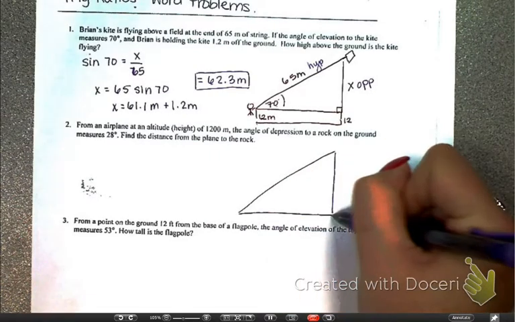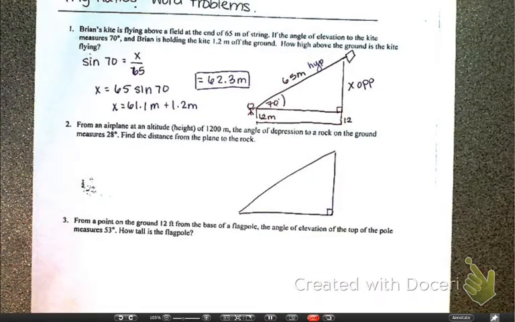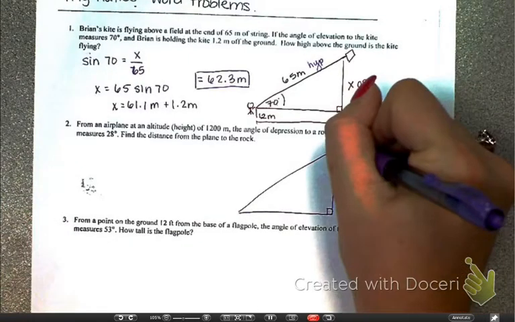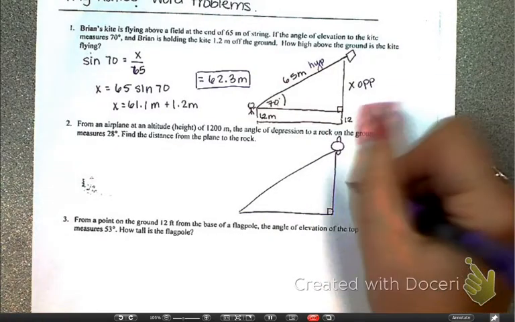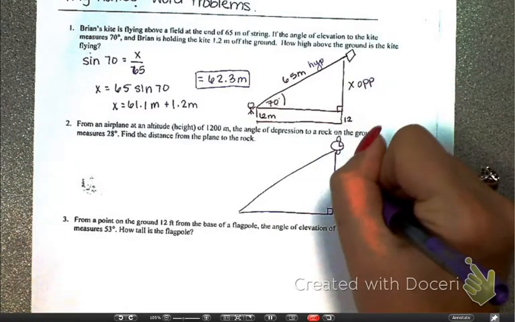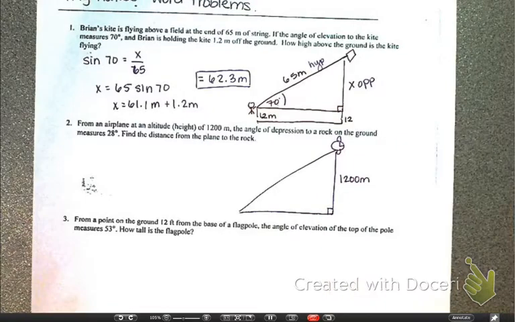Okay, so problem 2. From an airplane at an altitude or a height of 1,200 meters. Okay, so the airplane's in the air. So here's where my airplane is. And it's 1,200 meters above the ground.